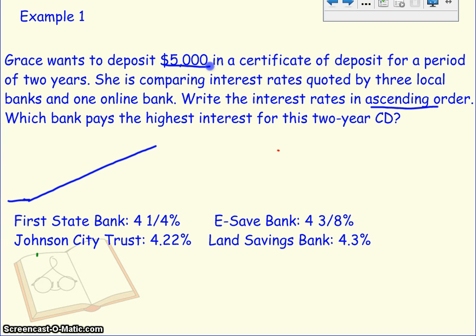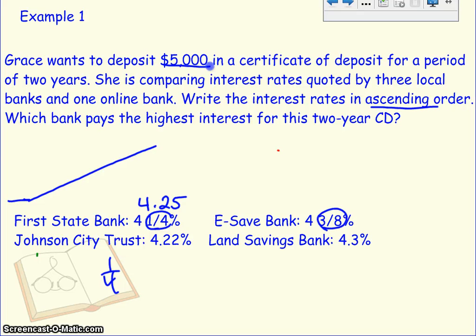Some of them are listed as decimals, some of them as fractions. We've got to make sure that we're comparing apples to apples and not apples to oranges. So what we're going to do is get all of these into a percentage or into a decimal form. So a fraction of 1/4 is 1 divided by 4, which actually equals 4 1/4. If you think about it, if there's 4 quarters in $1 and you have 1/4, you have 25 cents, so it's 0.25. Johnson City Trust is already in decimal form, so we're good there.